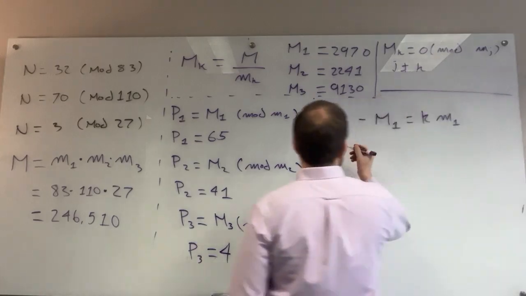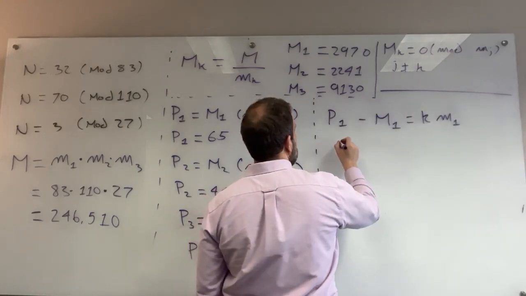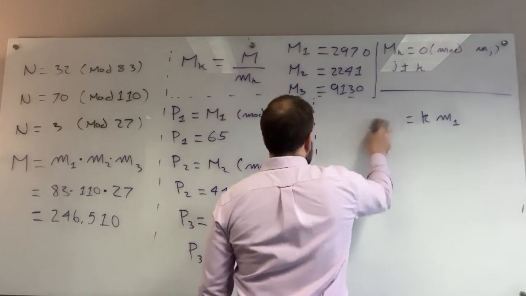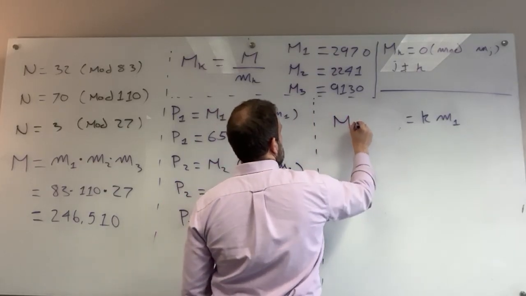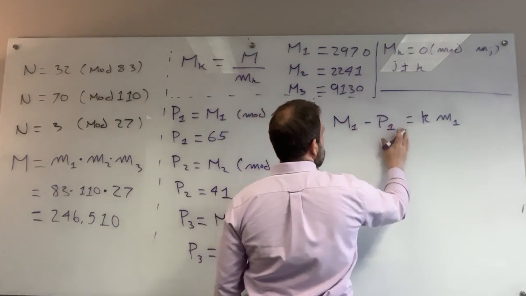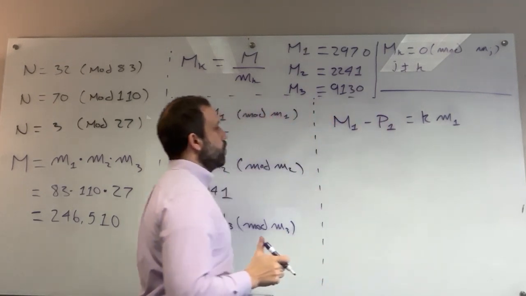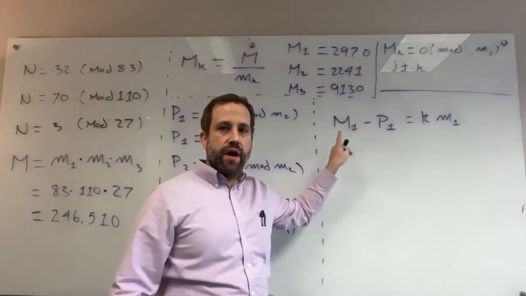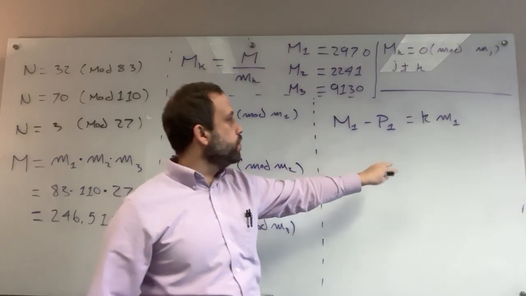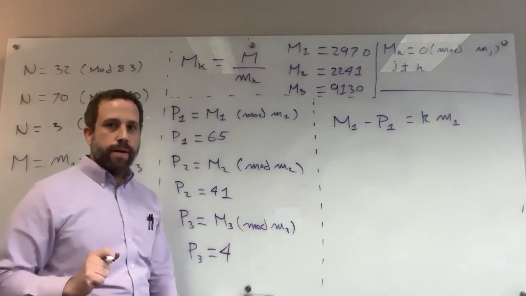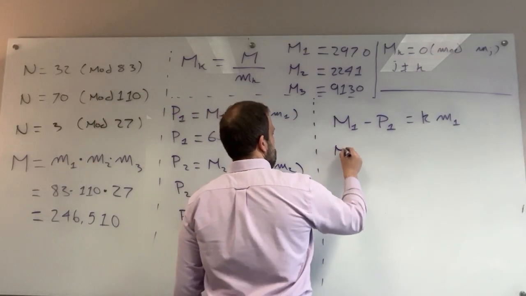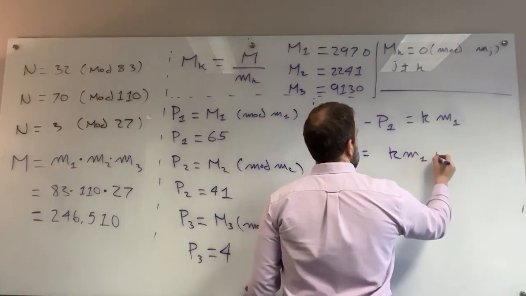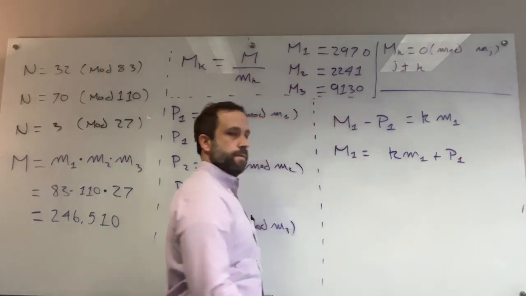So now I can write, actually, I'm going to change this around a little bit: M1 minus P1 is equal to k times little m1. K is allowed to be negative, but since M1 is greater than or equal to P1, we know it's going to be positive, but that's not important. Then I can write M1 is equal to k m1 plus P1.